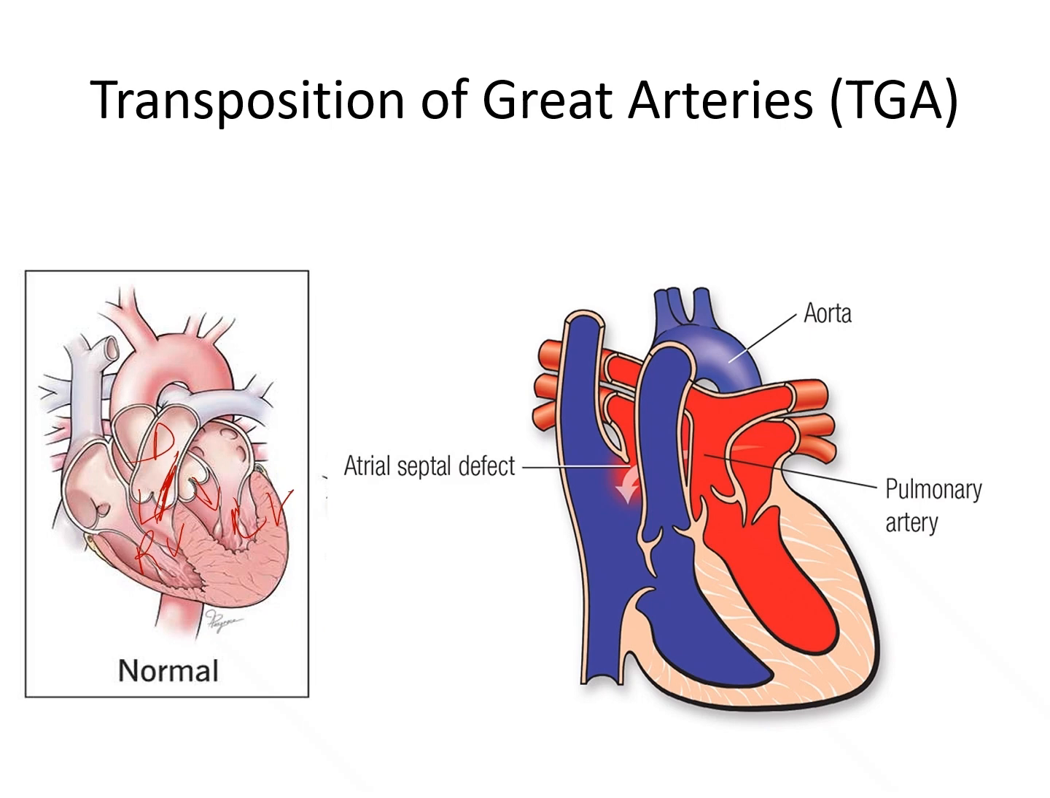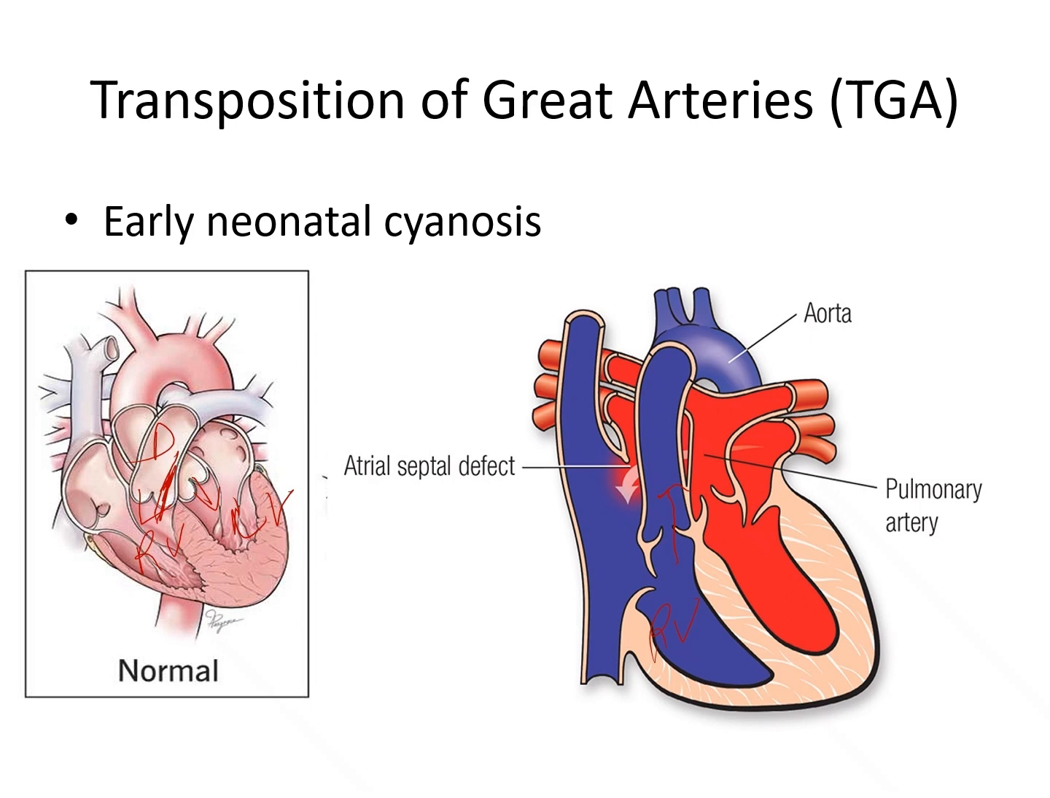What happens in transposition of great arteries? There is swapping of the pulmonary artery and aorta. So what happens? The aorta carries deoxygenated blood from the right ventricle to the systemic circulation, whereas the pulmonary artery carries the oxygenated blood. So this will lead to cyanosis in early fetal life or neonatal life, and this is incompatible with life.